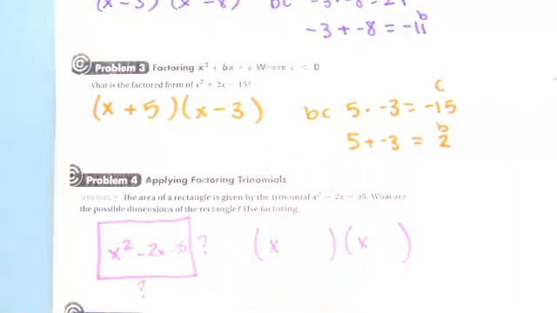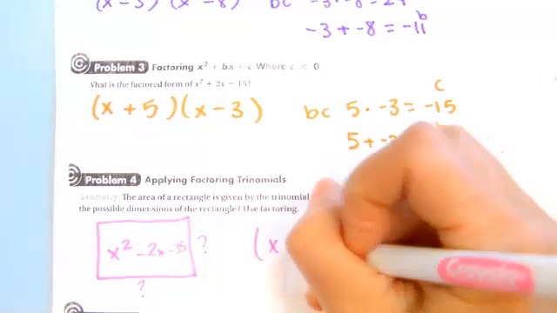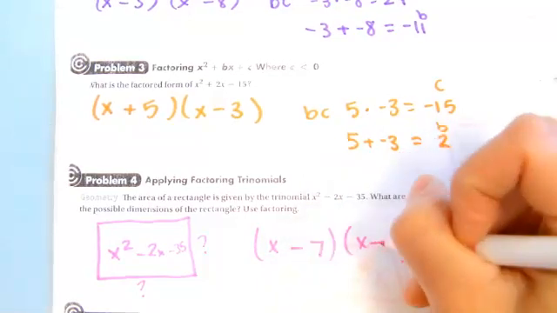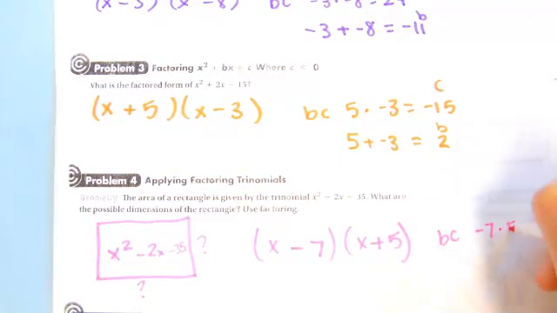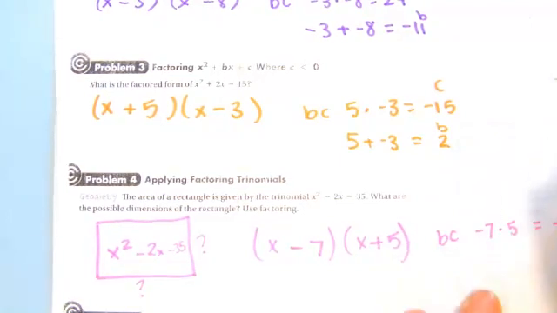All right, we are looking for numbers that multiply to get negative 35 and add to get negative 2. Carla, you were up first. Negative 7 and positive 5, because negative 7 times 5 gives you negative 35, which is our C value, and negative 7 plus 5 gives us negative 2, which is our B value.